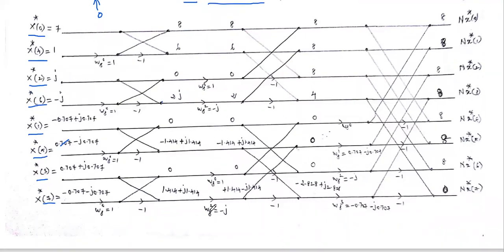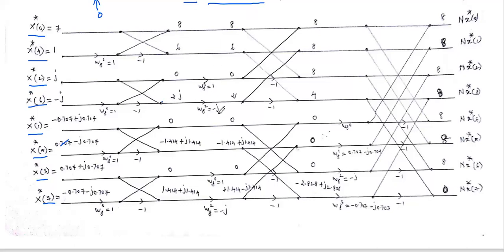Similarly, in these last 4 lines, there is a twiddle factor. One is W8 power 0 and the other is W8 power 2, whose value is minus j. So in the first line, the same 8 is coming here. The 6 is appearing here. 0 multiplied with 1 is 0.